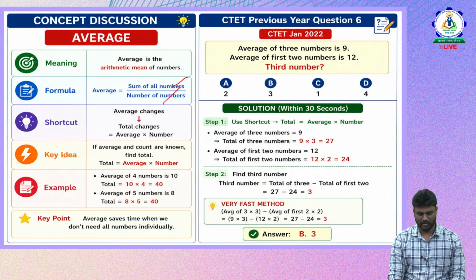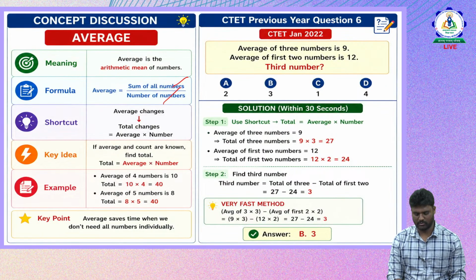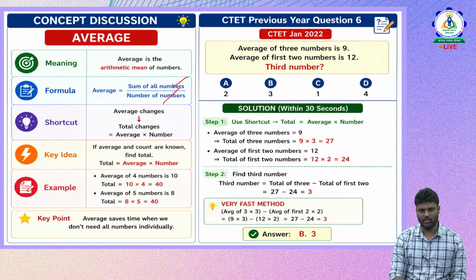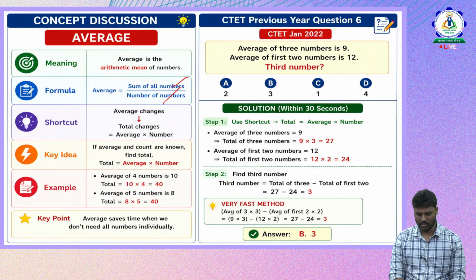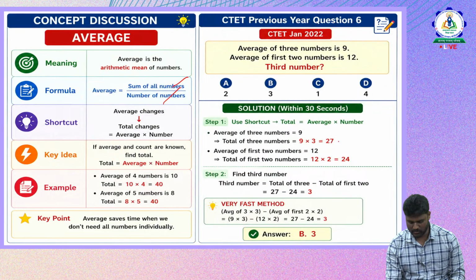They are asking about the average of three numbers, which is 9. The average is given in the question, and we need to identify the numbers. The total number of numbers is given, but we don't know the sum of the numbers, and that we need to identify. Simply, if you multiply 9 into 3, we get 27.